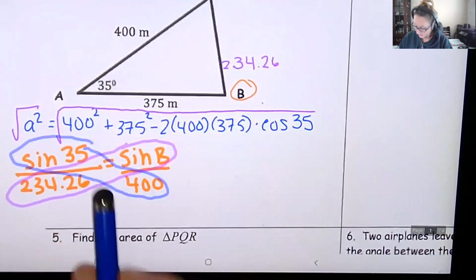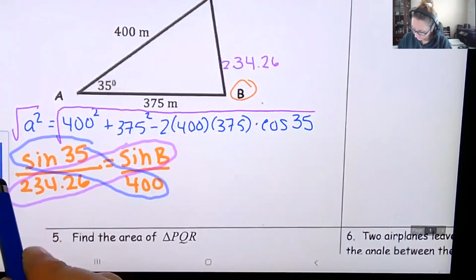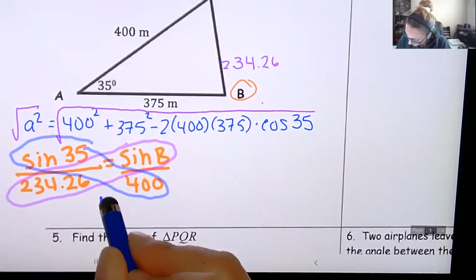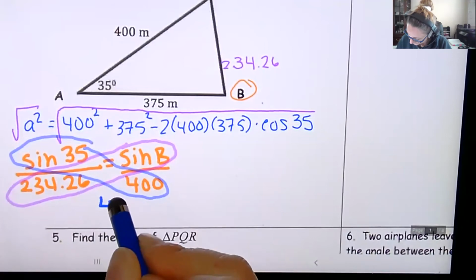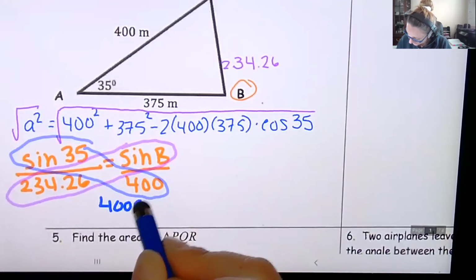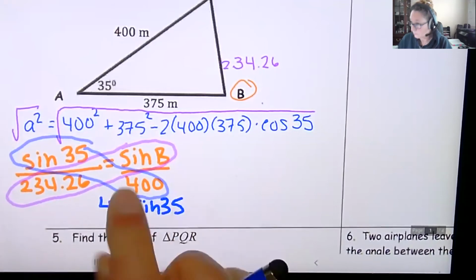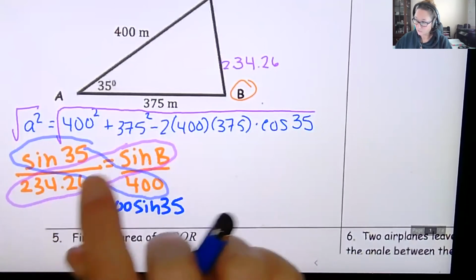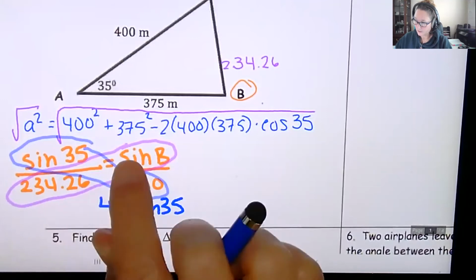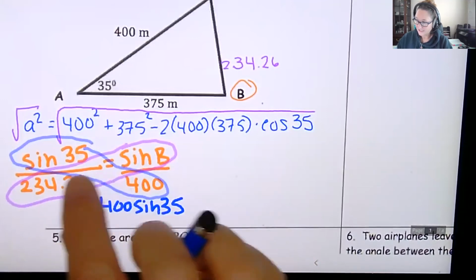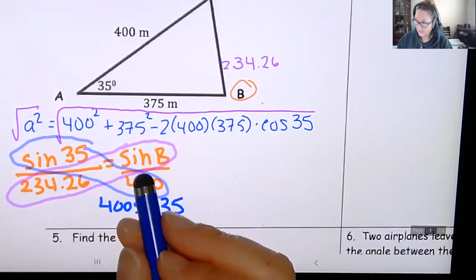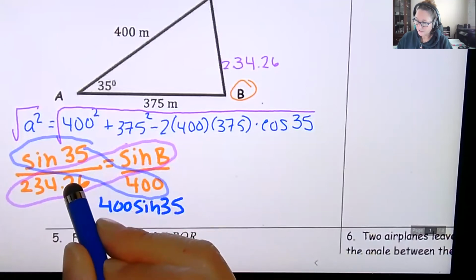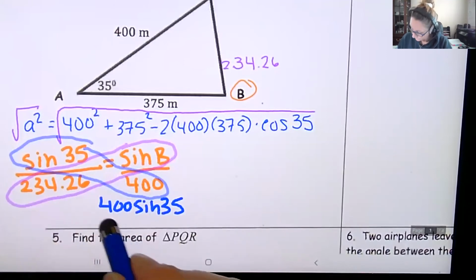So I'm going to be getting 400. Let me make it not as faint anymore. I'm going to be getting 400 sine of 35 when I multiply this. And then here, I'm going to be getting these to multiply together. Okay. So what's going to happen is I am actually going to divide eventually by my 234.